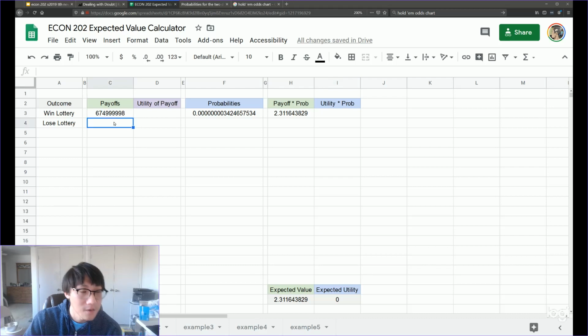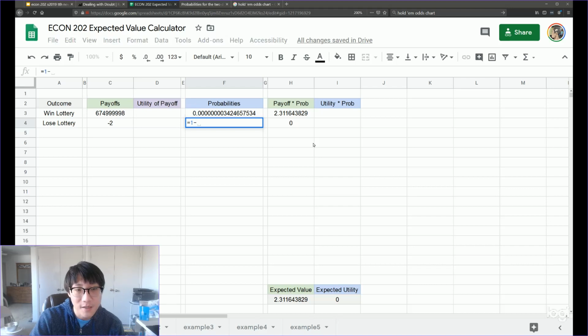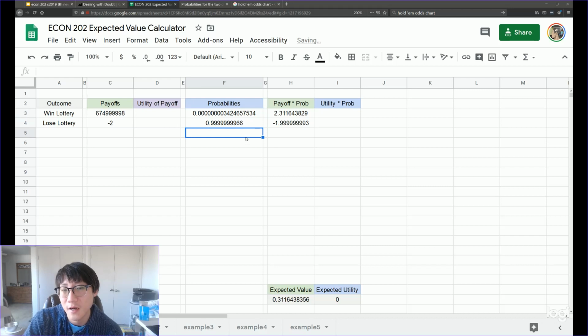Now, what happens in the other case? Well, if you lose the lottery, nothing bad happens to you. It's just that you would lose the $2 that you spent on the lottery ticket. And what's the probability of that? Well, the probability that you're going to lose is simply 1 minus the probability that you'll win. It's 1 minus this very small probability. So I'm going to say equals 1 minus, and then I'm just going to click on that probability, and it'll do that calculation for me.